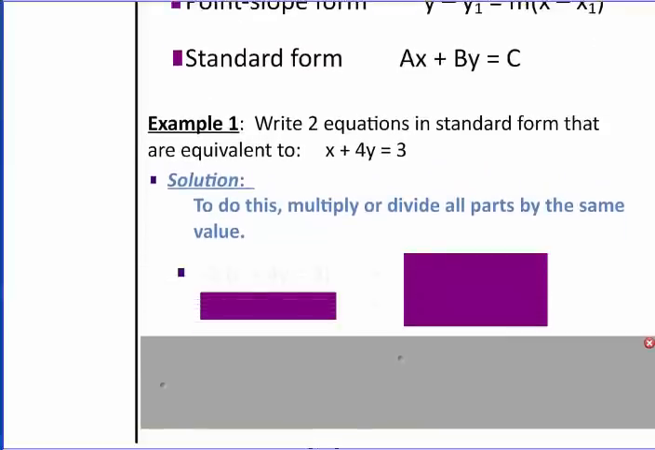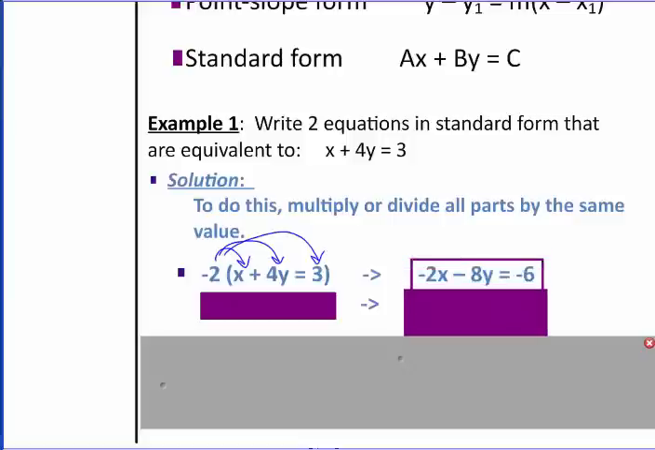So we're going to start with multiplying by -2. You can pick any number you want. I just randomly picked -2. When you do that, remember you have to distribute, so it'd be -2 times x, -2 times the 4y, and -2 times the 3. Don't forget to multiply the last part. You have to multiply all the parts to get an equivalent equation. So in this case, it would be -2x minus 8y equals -6. Careful with your positives and negatives as well.